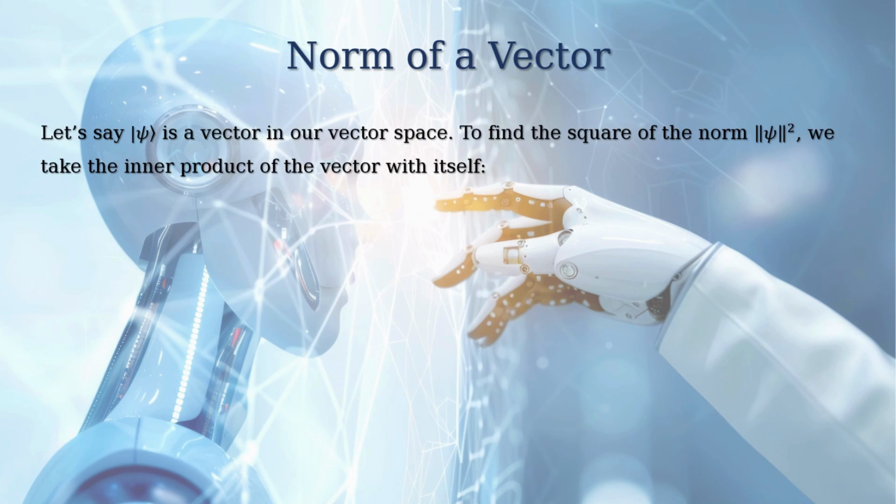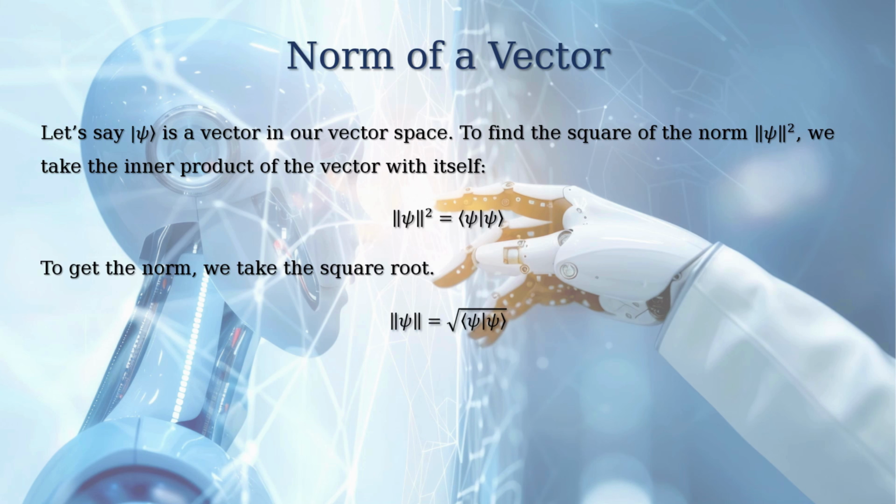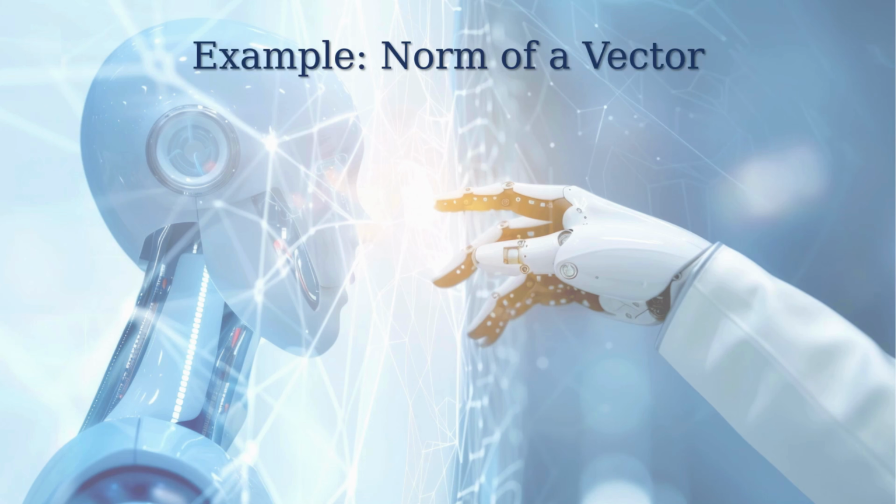Let's say ket psi is a vector in our vector space. To find the square of the norm, we take the inner product of the vector with itself. And to get the norm, we take the square root. Here is an example.